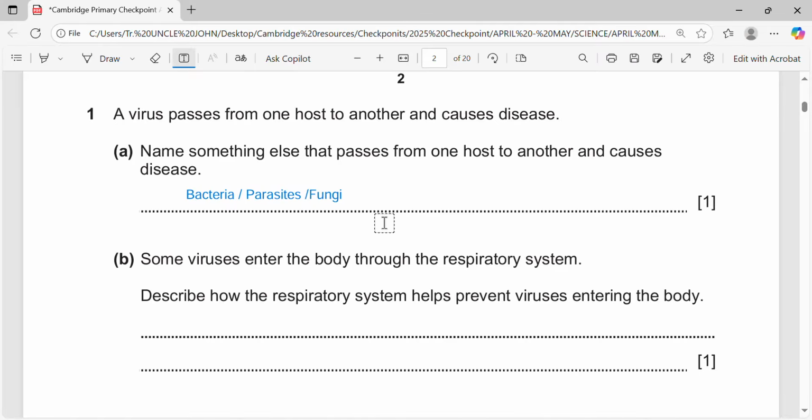You choose one. B. Some viruses enter the body through the respiratory system. Describe how the respiratory system helps prevent viruses entering the body. They produce mucus.